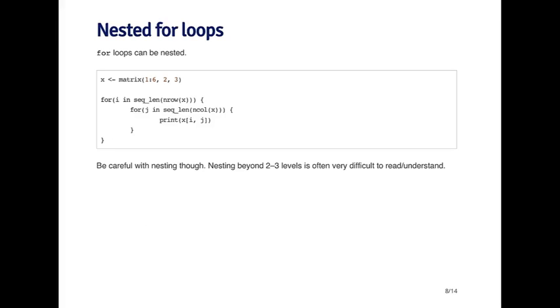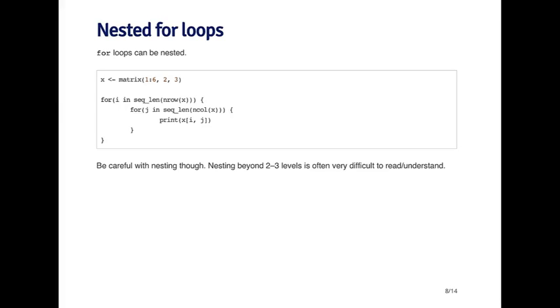For loops can be nested, so you can have a for loop inside of a for loop. The common thing, for example, is with a matrix that has 2 dimensions, and then you might want to loop over the rows and then loop over the columns. So here, the outer loop, with the i index, is looping over the rows, and I'm using a function called seq_len. seq_len takes an integer, which in this case happens to be the number of rows in x, and then it creates an integer sequence out of that.